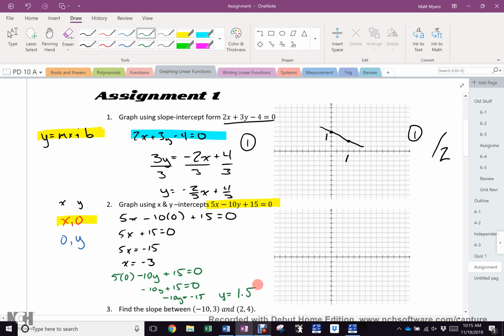Now, how do I put 1.5 on a graph? I should go by halves. So what number should I put right there? 1. 3 halves, 1, 2, 3. Can I keep the same scale? But can I? Is it possible to fit on this graph keeping the same scale? Yes. Negative 1, 1, 2, negative 2, 1, 2, negative 3. And draw the line.